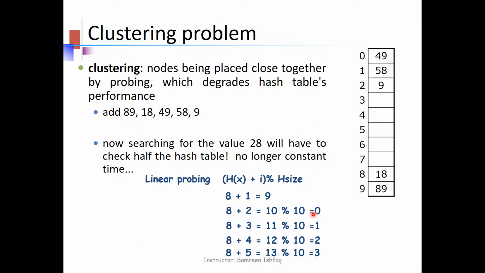We were trying to store the data in the array in constant time, or in a single step. Similarly, the find and remove operations should be of constant time. That was the attribute of hashing, and that attribute has been lost. As you can see, this table has 5 items. So while searching for 28, we have to check half of the hash table, which is no longer constant time.